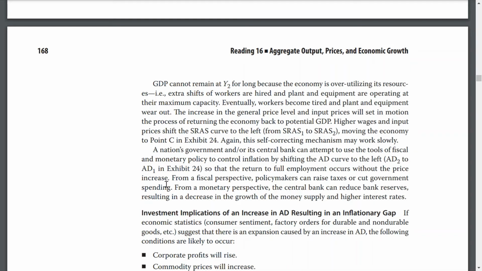From a fiscal perspective, policymakers can raise taxes or cut government spending. From a monetary perspective, the central bank can reduce bank reserves, resulting in a decrease in the growth of the money supply and higher interest rates.